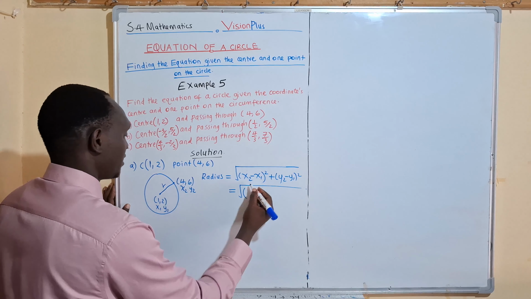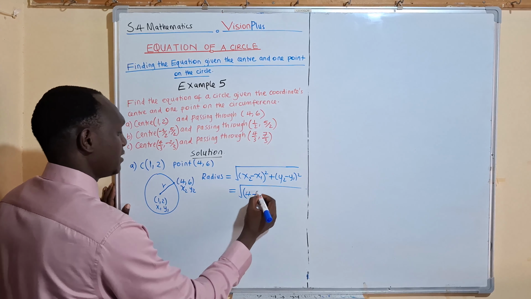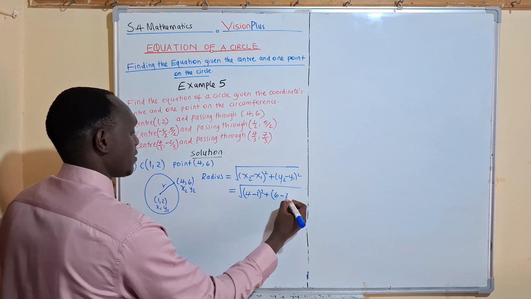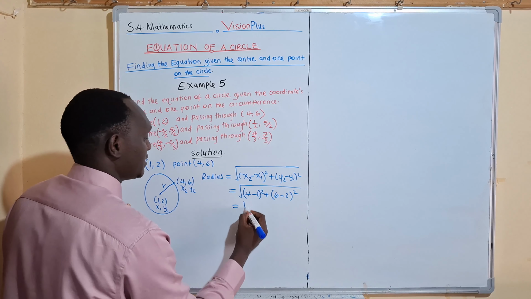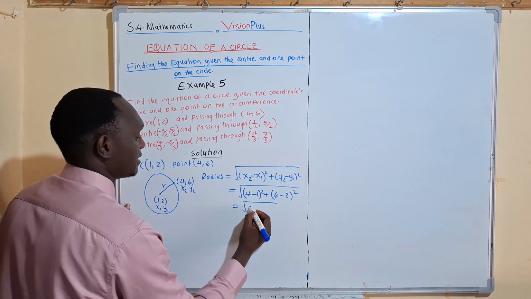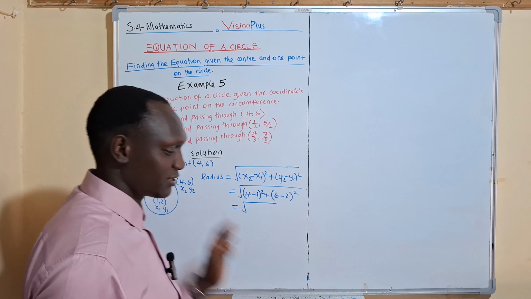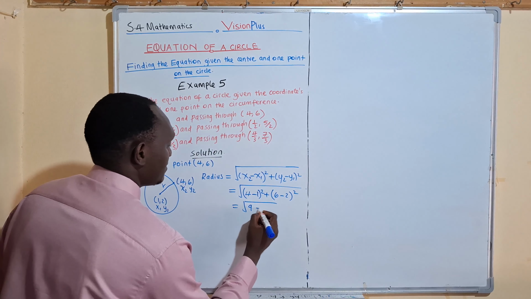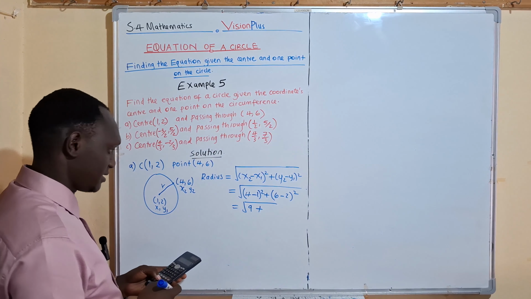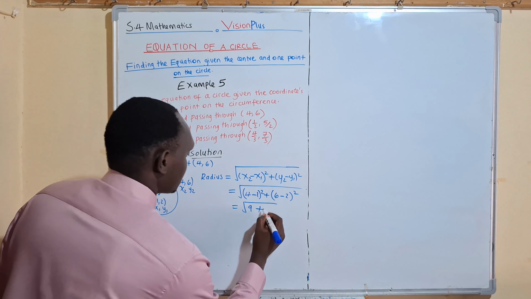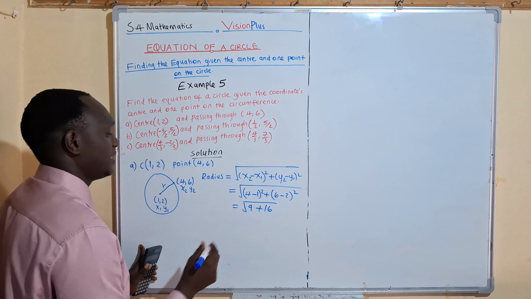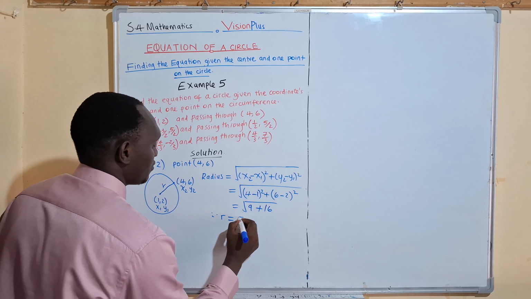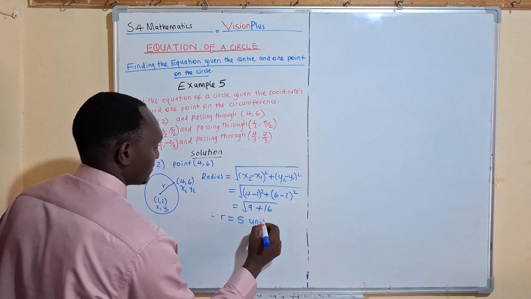So from here we substitute for x2, which is 4, minus x1, which is 1, squared, plus y2, which is 6, minus y1, which is 2, squared. This gives us 4 minus 1 is 3, 3 squared is 9. Here we shall have 9 plus 6 minus 2 squared, 16. Yes, 9 plus 16 is 25. Therefore, the radius is the square root of 25, which is 5 units.